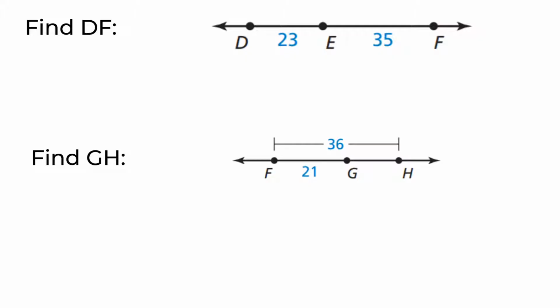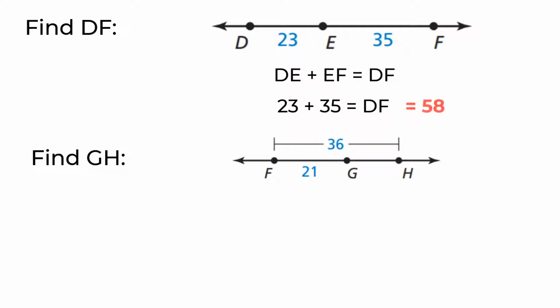We want to find the distance from D to F. And I think as we can see, we know that E is in between those two points. And we should know that D to E, that distance, plus the distance from E to F should equal that full distance from D to F. And by adding those two numbers together, the 23 and the 35, we can find the distance from D to F, which is 58 units.